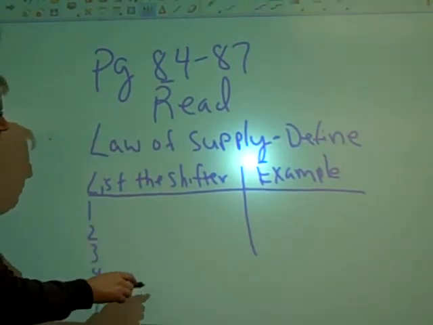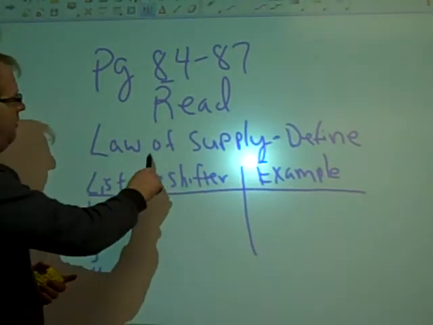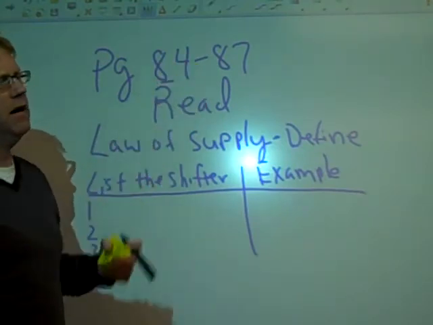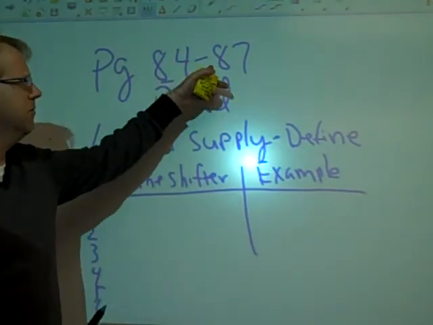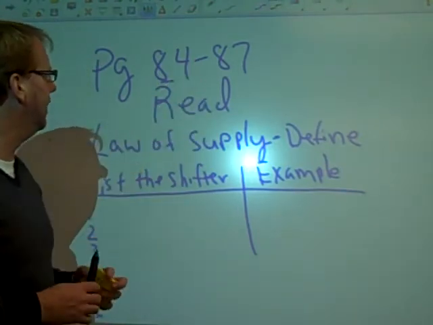Okay? So there'll be 6 of them. 1, 2, 3, 4, 5, 6, and 6 examples. Okay? You'll find those shifters on pages 84 to 87 too. I think those start on page 85. Or no, maybe it's page 86. Page 86. Okay? But you'll find it in your textbook, pages 84 to 87.